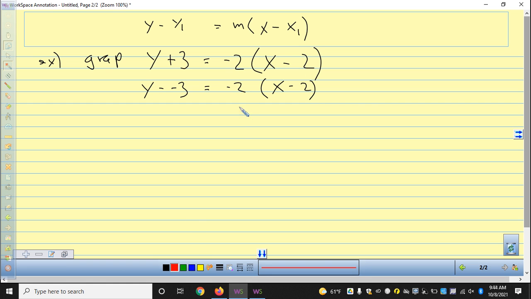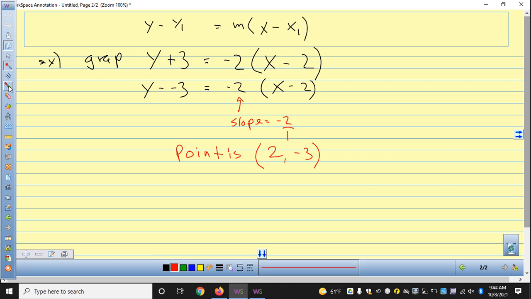Well, this is our slope, negative 2, and I'm going to think of that as negative 2 over 1, so I have a fraction. And a point on the line is (2, -3). This is this number, and this is that number. So I'm pulling the numbers from the blanks here and putting them in my point.